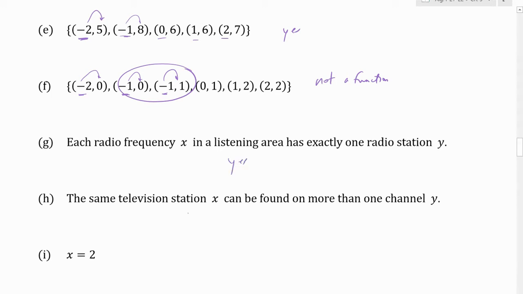But the same television station, X, can be found on more than 1 channel Y. So it's like, say you're looking for ABC, the local ABC affiliate. We just moved here. I don't know what that is. But say that's what your input is. But it's on channel 4, and it's on channel 7, and it's on channel 9. That's not a function. Okay?